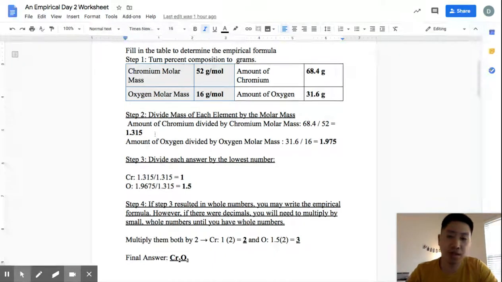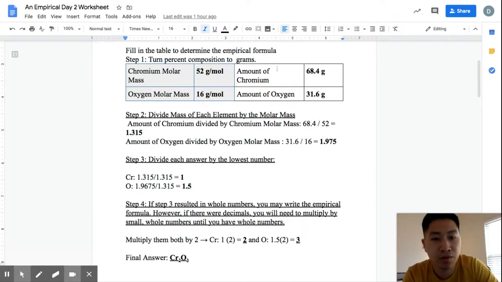Now, go down to step 2. It even tells us what we should do in step 2 by dividing the mass of each element by the molar mass. And so 68.4 was the amount of chromium that was given from the percentage, and then they divide by 52, which was the molar mass. That's where you will find the mass number on the periodic table. And then they got 1.315. Same thing for oxygen. They divide the amount of oxygen divided by the molar mass, which is 1.975 now.